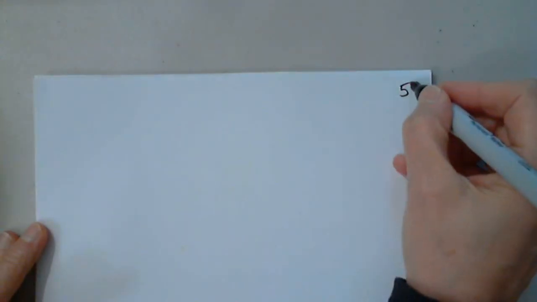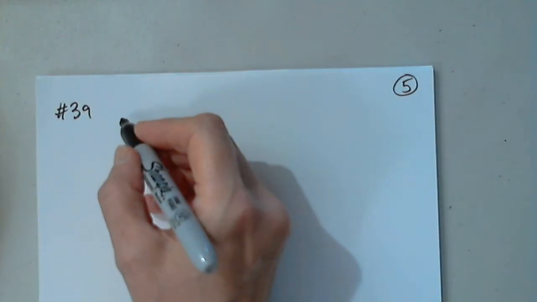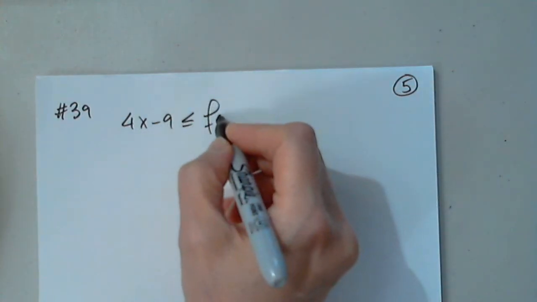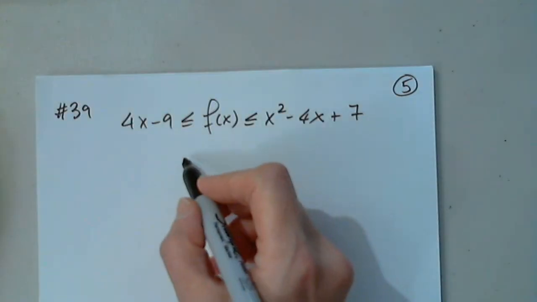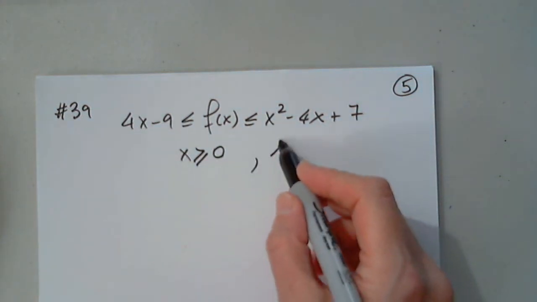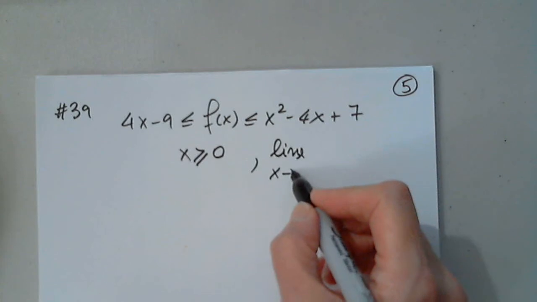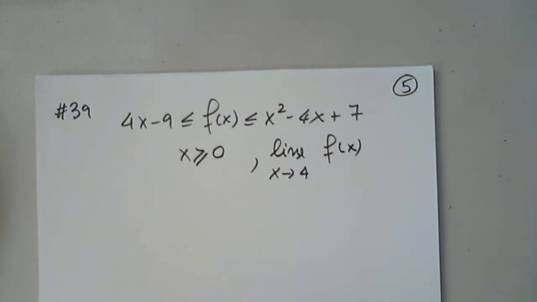Okay. I'm on page 5. So here is one example, and I'm taking it from the same page. I think it's 39 I was looking at. Yeah, here it is. So this is 39. And it says 4x minus 9 less than or equal to f of x less than or equal to x squared minus 4x plus 7, for x greater than or equal to 0. And we are asked to find the limit as x approaches 4 from either side of f of x.